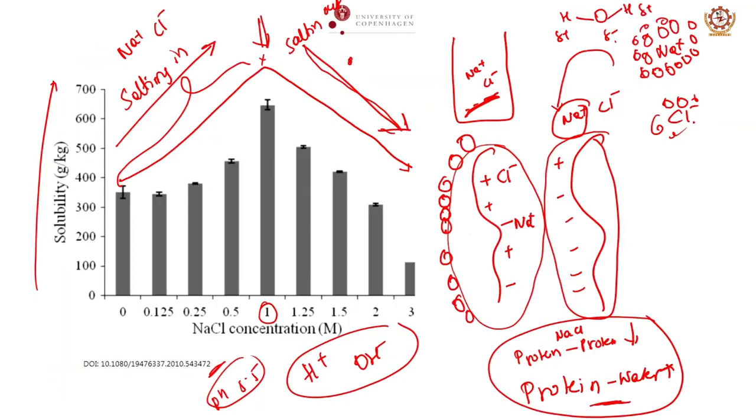Then you can selectively start precipitating. That's possible. But basically, you need to do both salting in and salting out. But can you only use salting in? That is also possible. How?